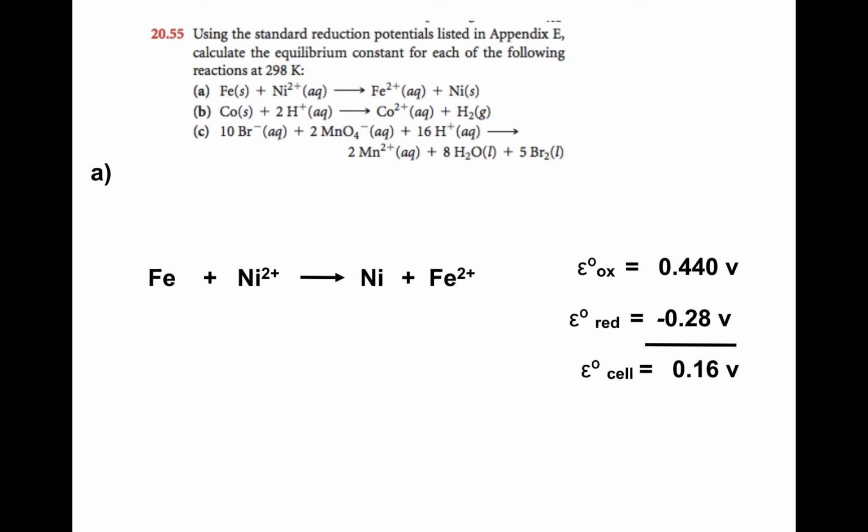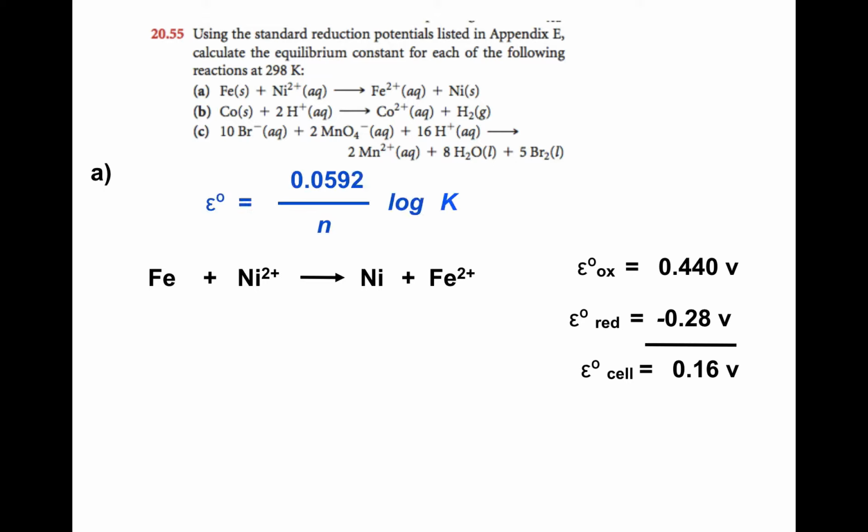So I go to the reduction potential chart, look up the reduction potential for nickel 2, look up the oxidation potential, well, deduce the oxidation potential for iron, and add the two together to get the voltage for the cell.